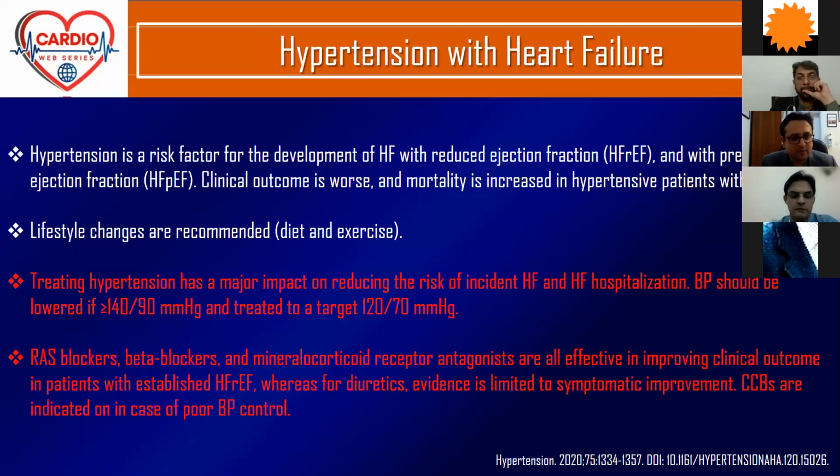Treating hypertension in this population has a major impact on reduction of heart failure hospitalization, and BP should be lowered if it's more than 140/90 and treated to a target of 120/70. They are all effective in improving clinical outcomes, but for calcium channel blockers, I would reserve my judgment for acute cases, and they are probably not great unless they have mildly reduced LV ejection fraction, and you have run out of all other options for blood pressure control.